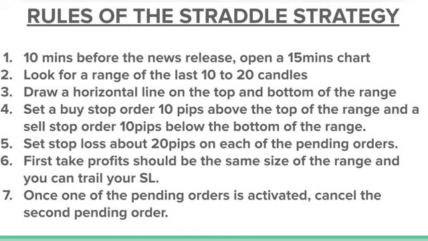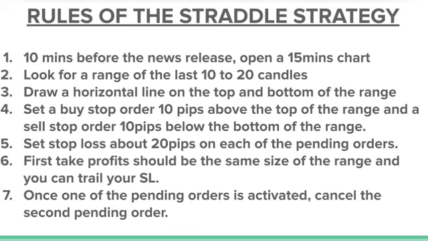Set a buy stop order 10 pips above the top of the range, and a sell stop order 10 pips below the bottom of the range. Next, set a stop loss of about 20 pips on each of the pending orders, the buy stop and sell stop pending orders. Now, your first take profit should be the same size of the range.